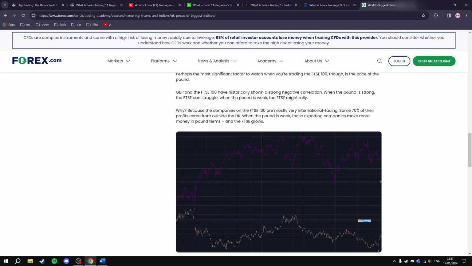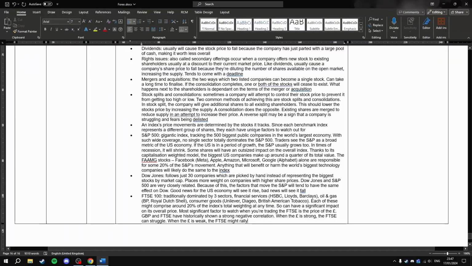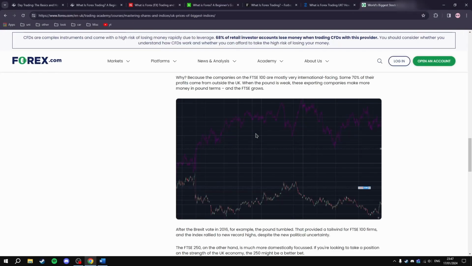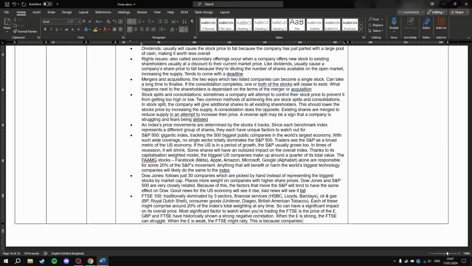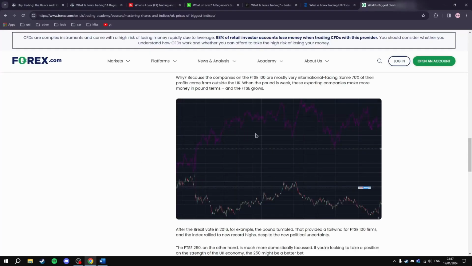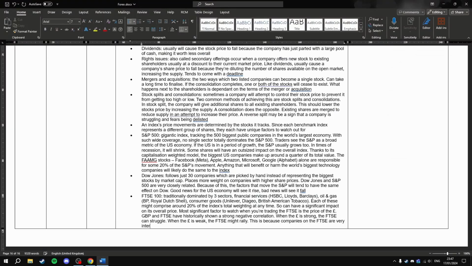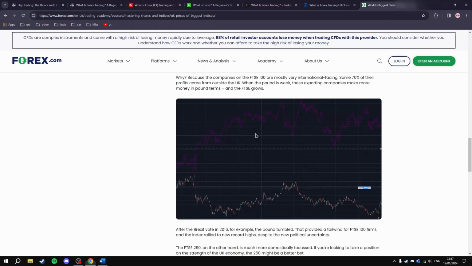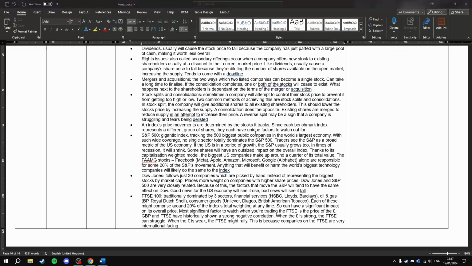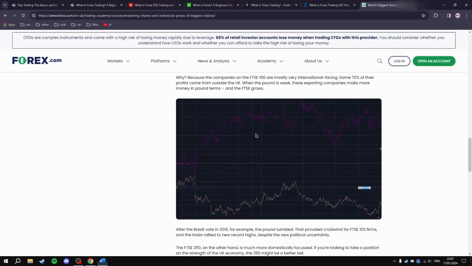Why? Because the companies on the FTSE 100 are mostly very international facing. Right, okay. Whatever that means, some 70% of their profits come from outside of the UK. Oh right, so they don't really rely on the UK market.